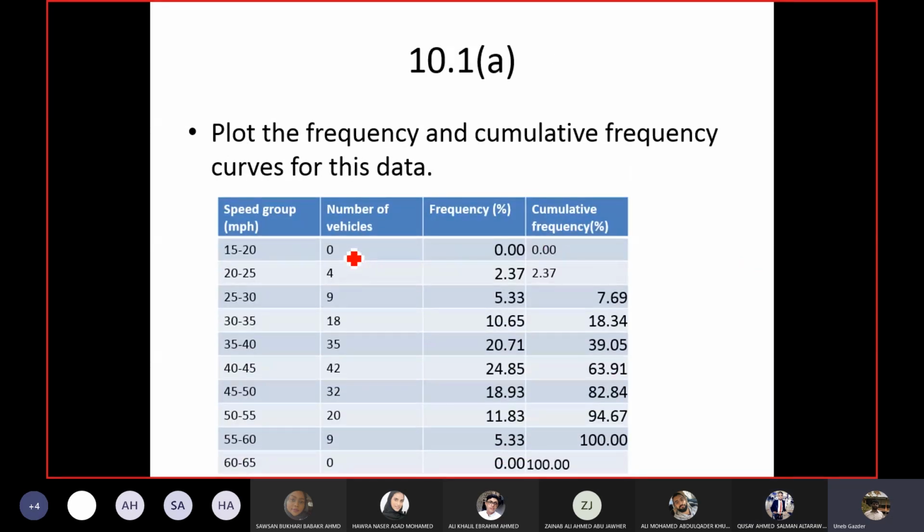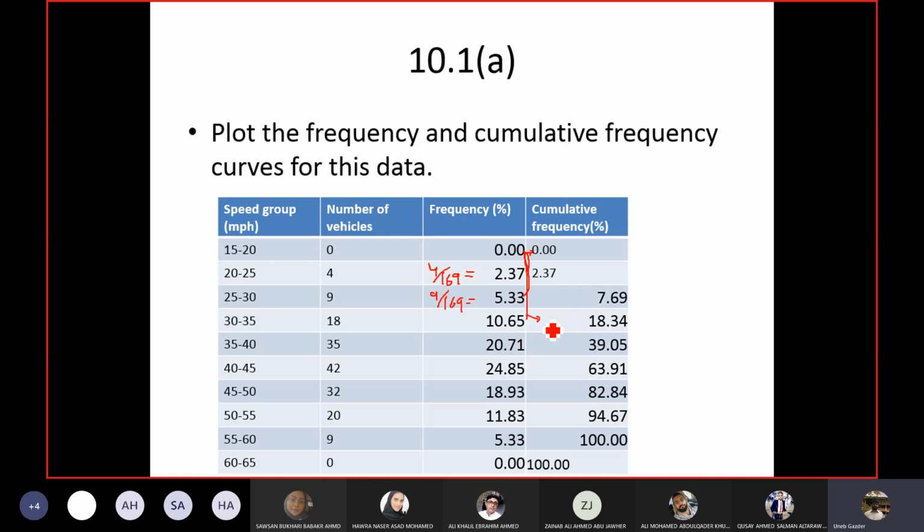Okay, so moving on, then you calculate the frequency. Obviously, the first value is 0, so it doesn't change. 0 upon 169 will give you 0. Then the next one is 4, so 4 upon 169 will give you this one. Then you do 9 upon 169, you will get this one, and so on. Then cumulative frequency: the first one will remain 0. The second one will be the summation of these two. The third one will be the summation of the 3 values. The fourth one will be the summation of the 4 values, and so on. So you keep on adding them, you will get cumulative frequency.